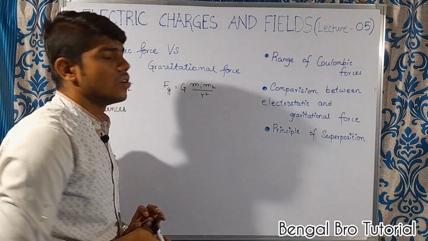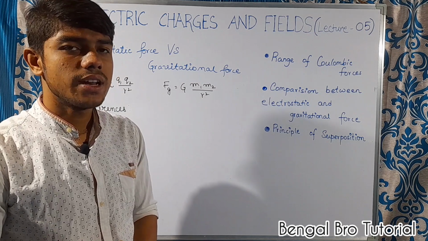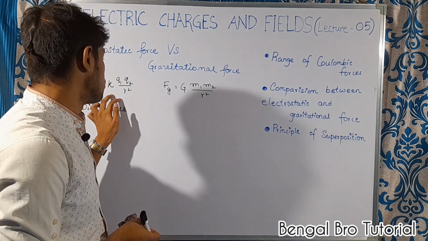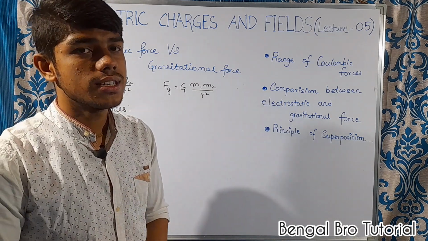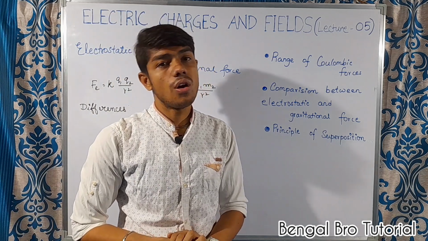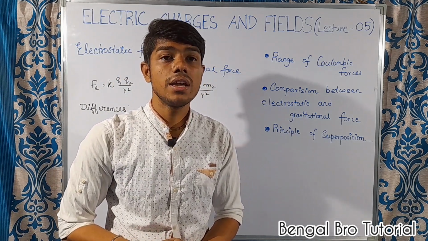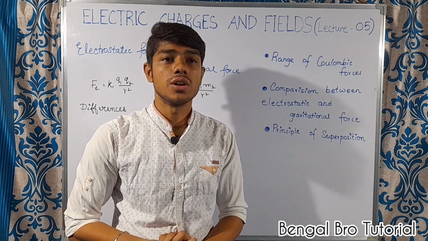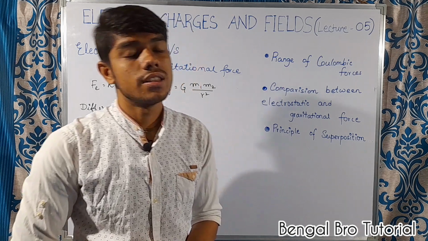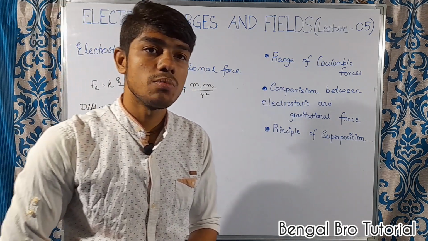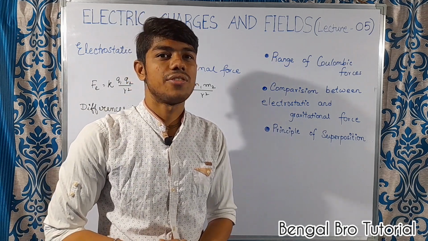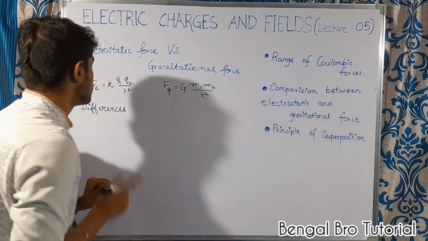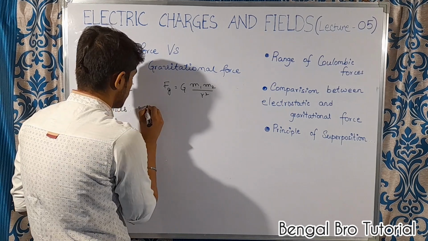So, one difference I hope you all can guess very easily. The electrostatic force between two point charges may be attractive or repulsive in nature depending upon the nature of the two point charges, but the gravitational force between two masses is always attractive in nature. So, this is the first point of difference.